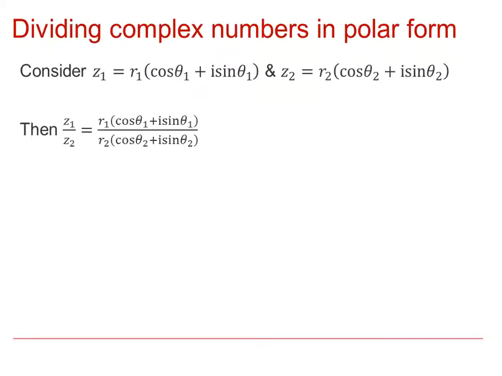Moving on then to consider the division of complex numbers when they are given in modulus argument or polar form. If we write z1 as r1 brackets cos theta 1 plus i sine theta 1 and z2 as r2 brackets cos theta 2 plus i sine theta 2, we can see that z1 divided by z2 would be r1 (cos theta 1 plus i sine theta 1) divided by r2 (cos theta 2 plus i sine theta 2).